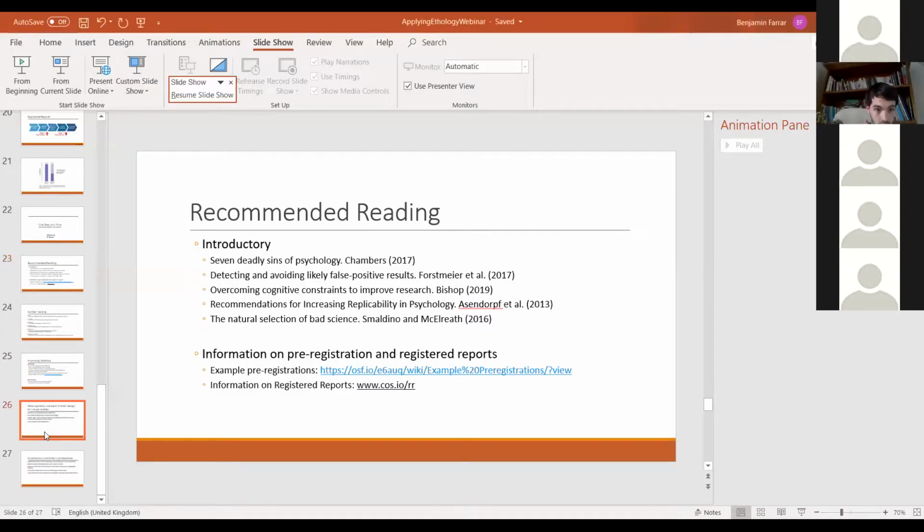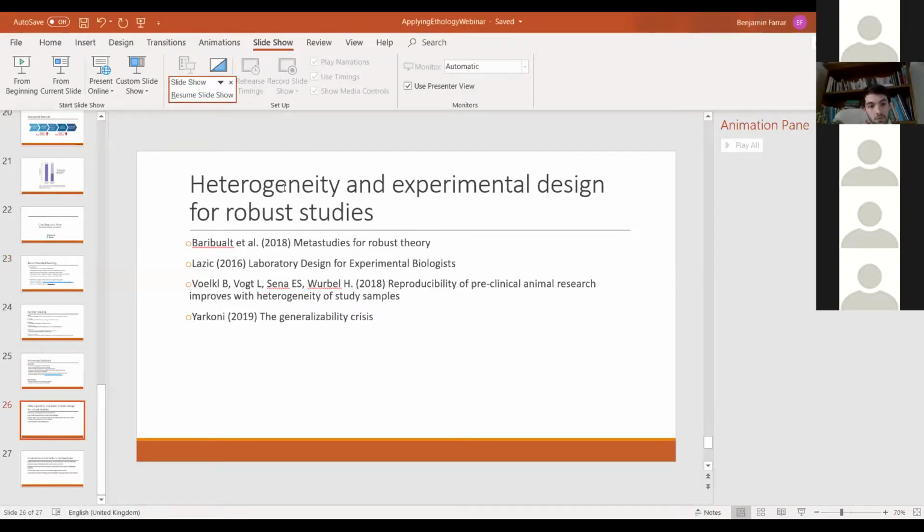Yeah, so I think it's a brilliant thing. Heterogenization is something that we definitely want to be doing within studies. If I go onto my slides here, I have some references at the end. On the penultimate slide, there are 4 references which talk about improving robustness of research through heterogenizing experimental design.